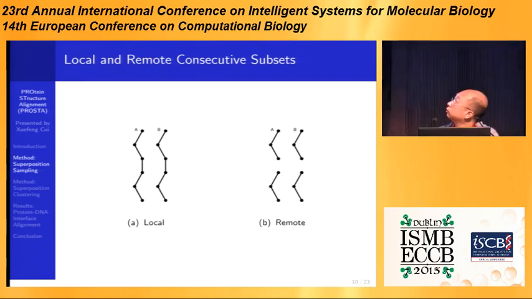For the figure on the left side, we show a local consecutive subset. It's basically one fragment from the first structure and another fragment from the second structure. This is also used by the TM-Align method, and it models the local pattern of the protein structures. On the right side, we introduce a new remote consecutive subset, which is basically 2 relatively shorter fragments from each protein structure. The advantage of such a remote consecutive subset is that they can model remote contexts and remote topologies of protein structures.